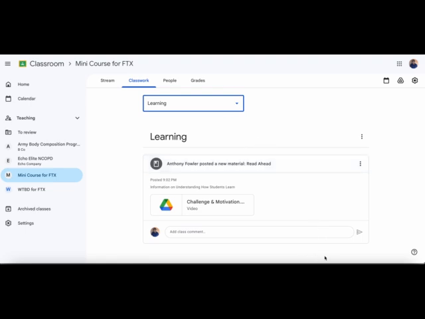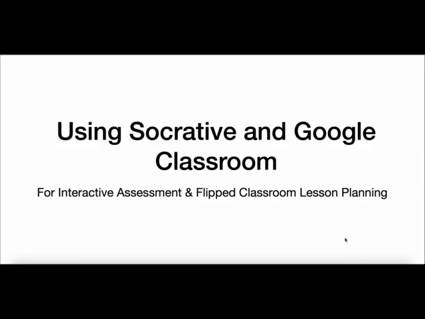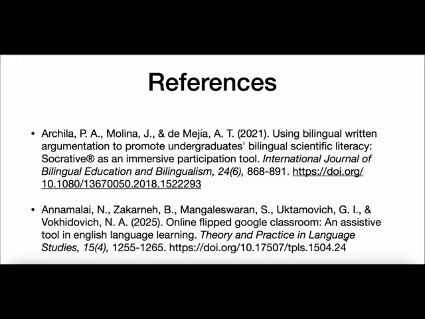So the sources for both of these resources are located here. This is the source for using Socrative. This was the source that I referenced for using the Google Classroom. Hopefully you'll be able to go out, use Socrative to help with your interactive assessments, and use Google Classroom to help you with planning your lessons in a flipped classroom environment.